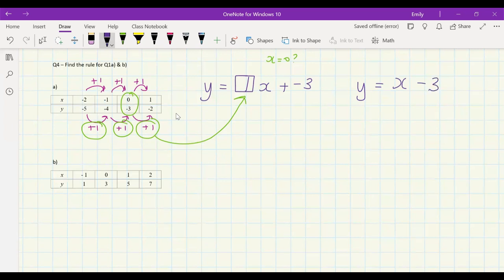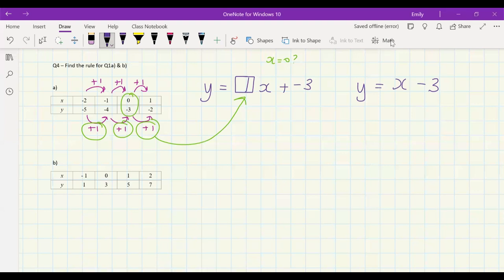Now let's test it. Let's see if it works. We don't have to test it more. Let's test here with x equals 1. 1 minus 3 should give us minus 2. It works. Okay, what about we test with 0? 0 minus 3 should give us minus 3. It works. We can even test the minus 1 if we want. Minus 1 take away 3 is minus 4. It works.